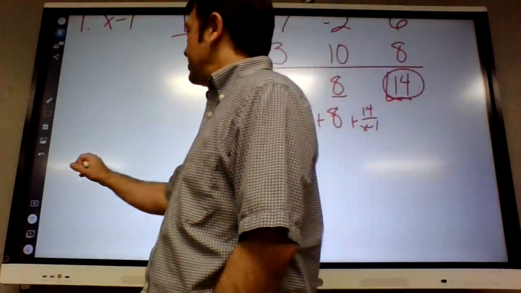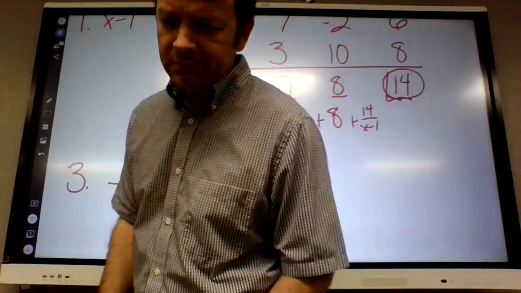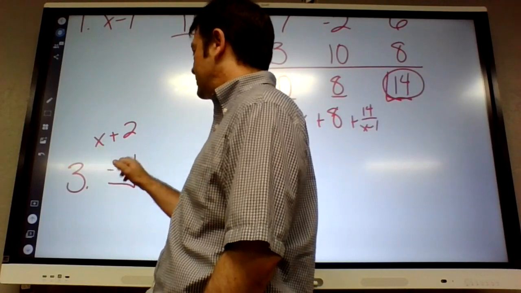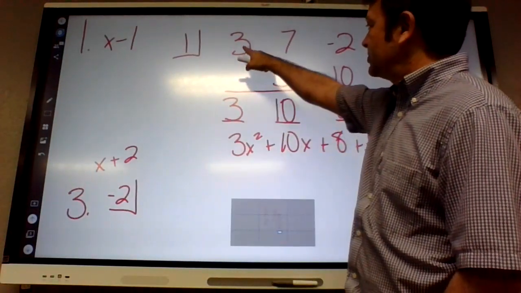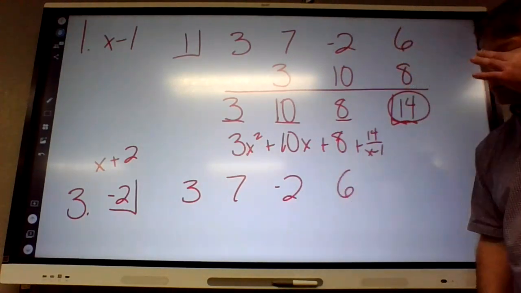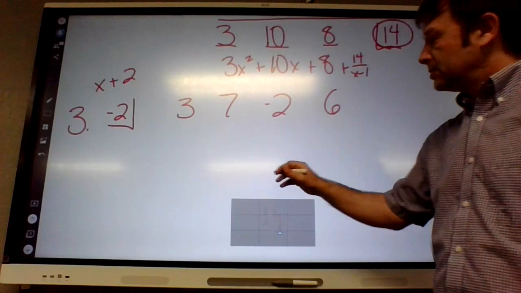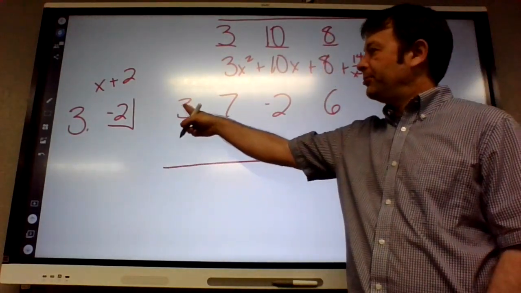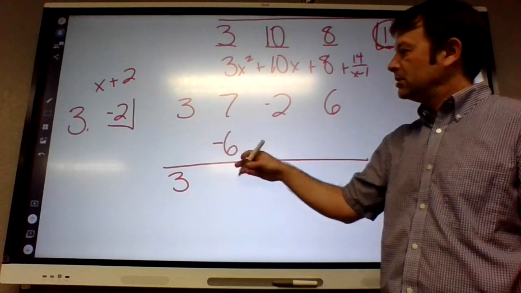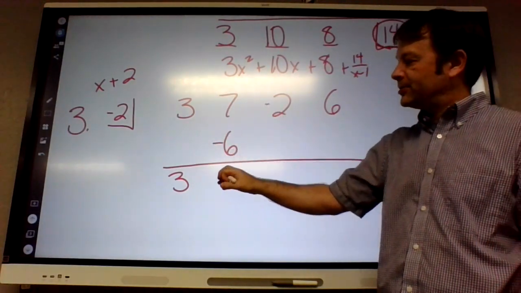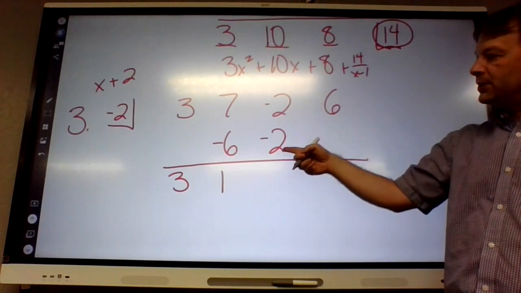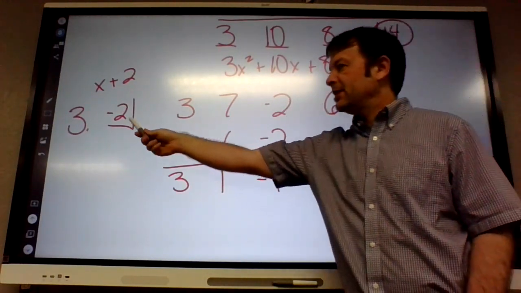Okay, number 3. What do I put in the box on number 3? We're dividing by x plus 2, so what am I going to put in the box? Negative 2. Using the same p of x, so I'm going to use the same coefficients, 3, 7, negative 2, 6. Add down, 3 plus nothing, multiply up. 3 times negative 2. Add down. Adding negative 6 is like subtracting, so it's 1. Multiply up. 1 times negative 2. Negative 2 plus negative 2. Negative 4 times negative 2.